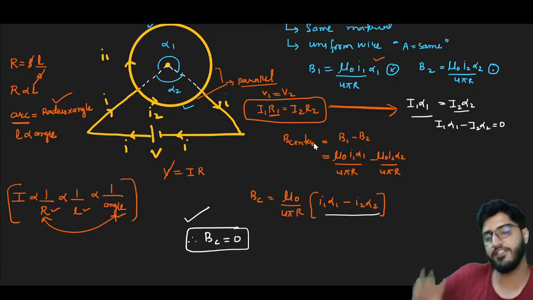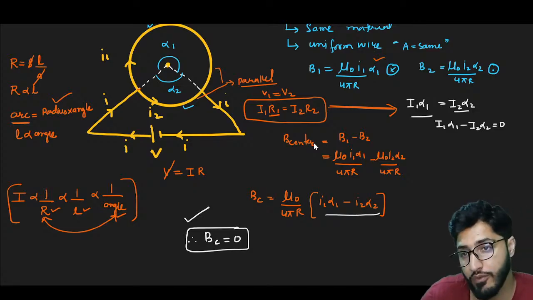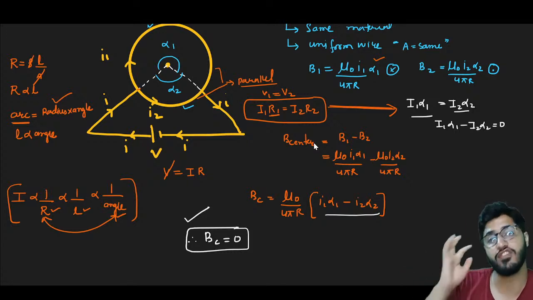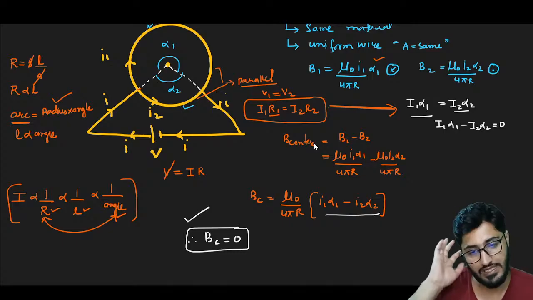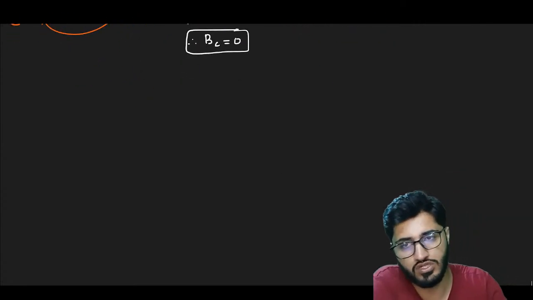This simply means that if we have a regular shaped loop of the same material with uniform area of cross section, the magnetic field at the center is always 0. Always, always, and always 0. Suppose you get a numerical, and it is a very famous numerical.